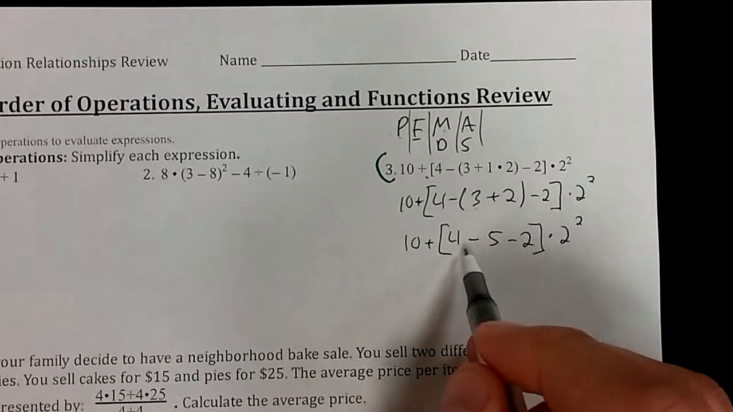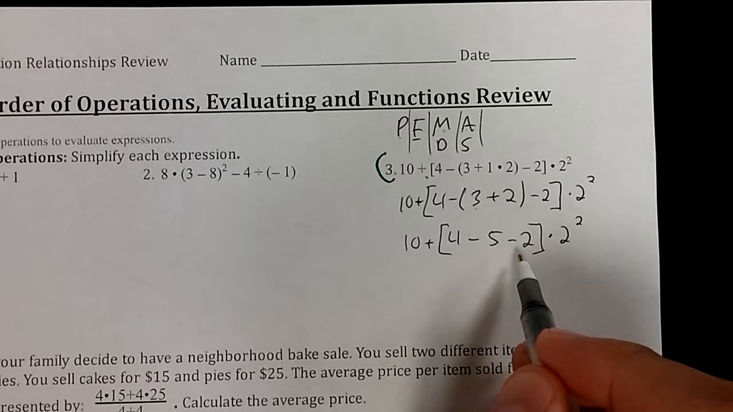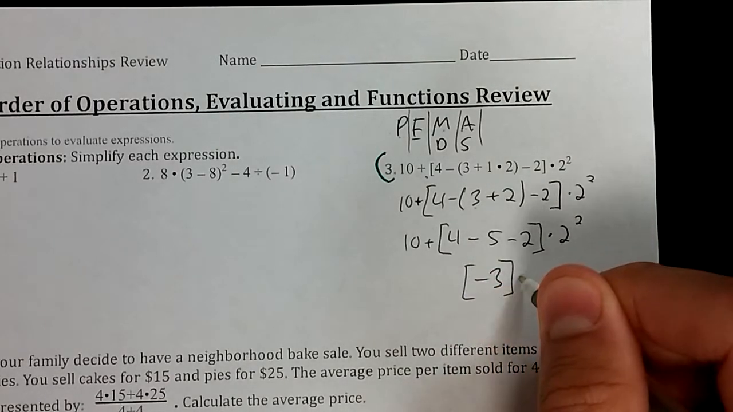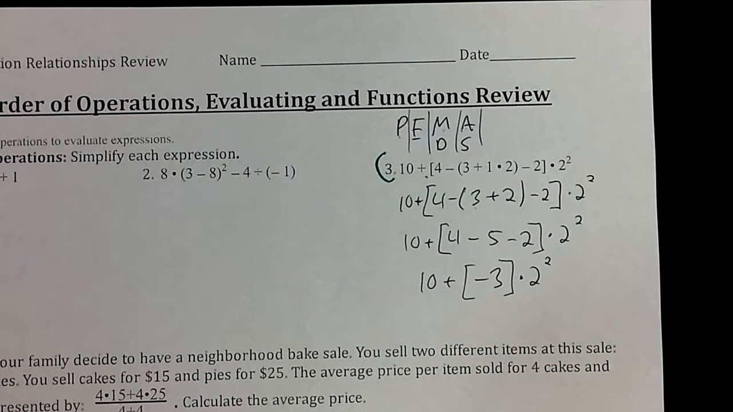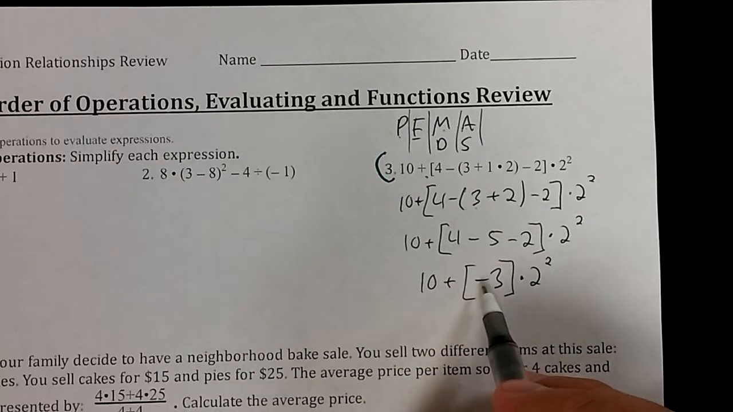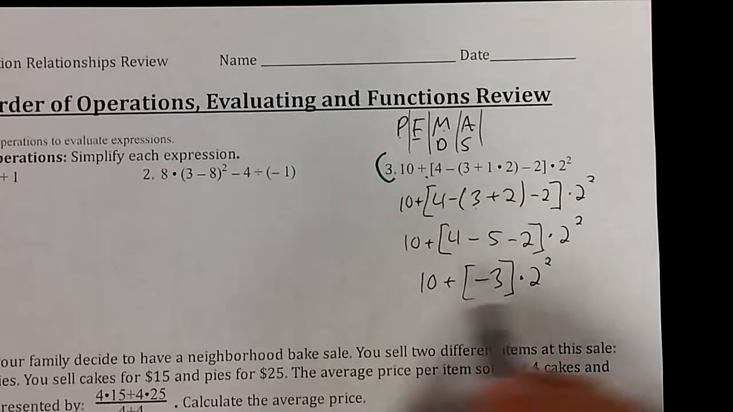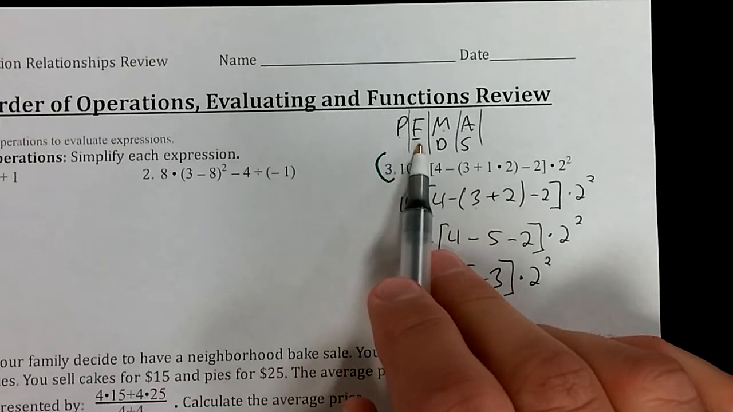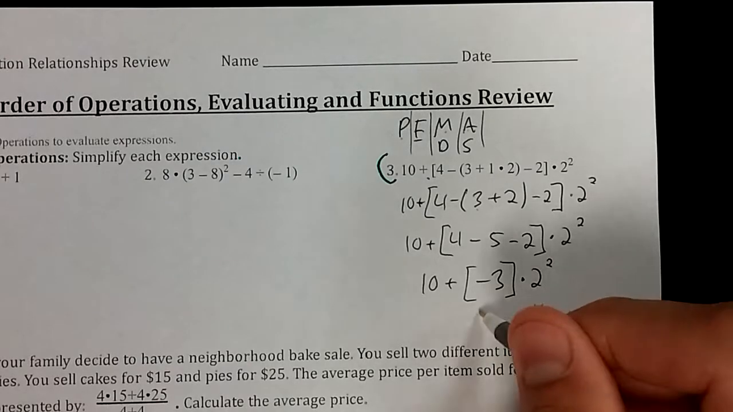Still inside the parentheses, we have 4 minus 5 minus 2, so that's going to be negative 1 minus 2, which is negative 3. So in this line, we have 10 plus bracket negative 3, close bracket, times 2 squared. In this order, we have no set of parentheses with multiple operations in them, but we do have an exponent. We gotta take care of this. 2 squared is 4.